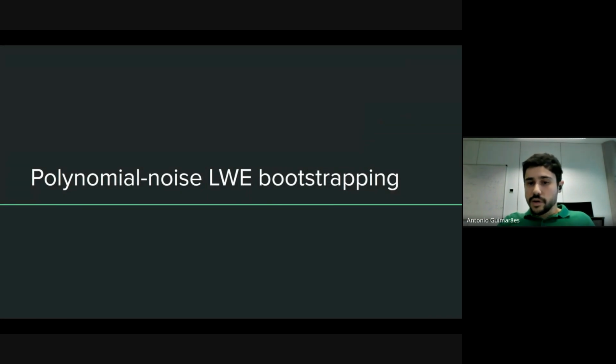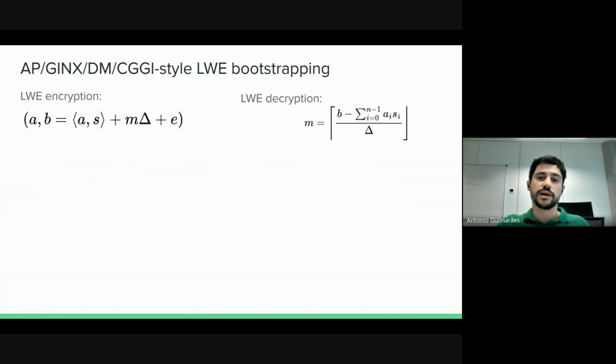So, polynomial noise LWE bootstrapping. This is basically the bootstrapping of FHEW, TFHE, and all these other schemes. I will explain at a high level because my focus here is really on the components that we are going to use later. The basic idea is that you have an LWE encryption, given by this equation. And if you want to decrypt it, you want to compute this on the other side.